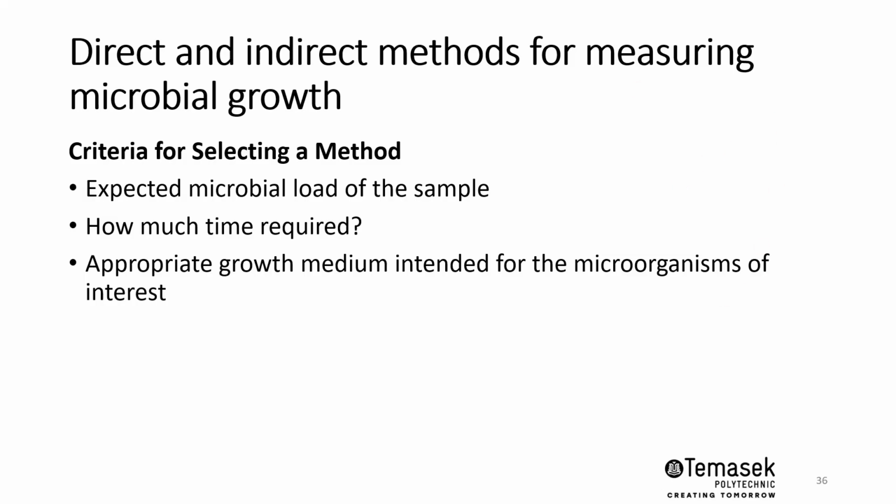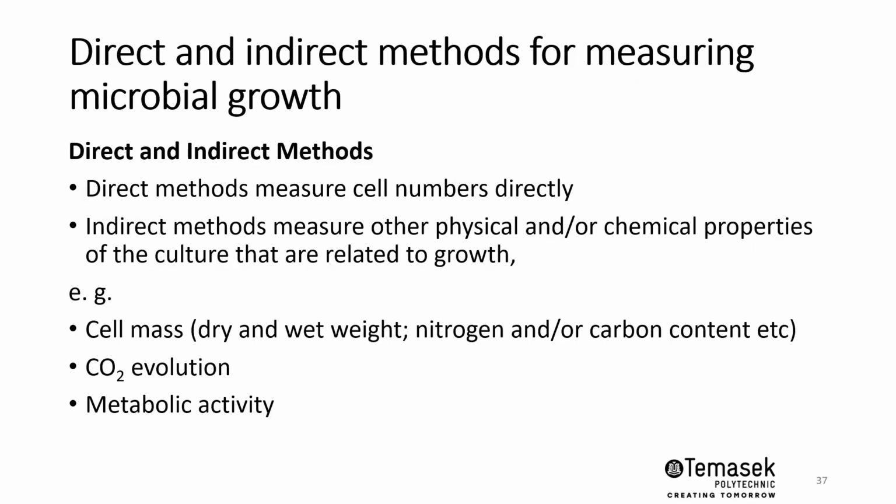So, the direct methods and indirect methods for measuring growth. Most of the time, direct methods measure the cell number directly. The indirect methods measure cell growth based on other physical or chemical properties in the culture. So this may include the cell mass. For example, we might be looking at the dry and wet weight, the nitrogen content, the carbon content, and so on and so forth.